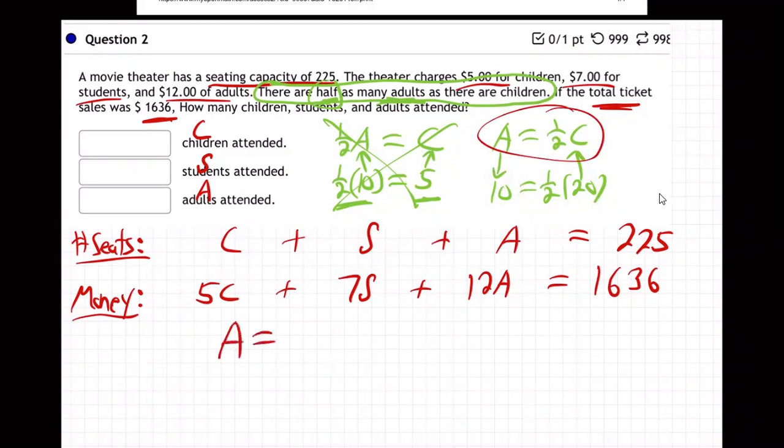A equals a half C. Good. That's the third equation. We do need to have 3 equations if we're going to have 3 letters. So that is the third equation. I'll just call it the half equation. So we get the number of seats, we get the money, we get the half equation. Okay.